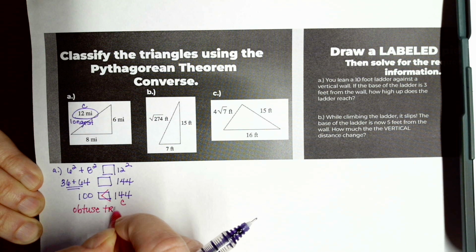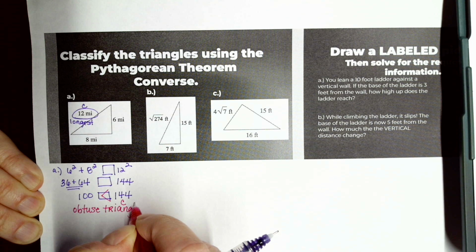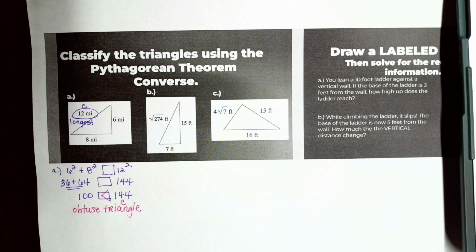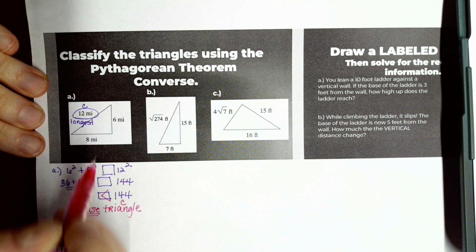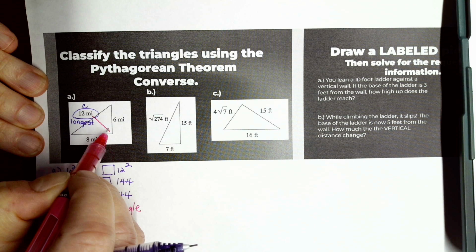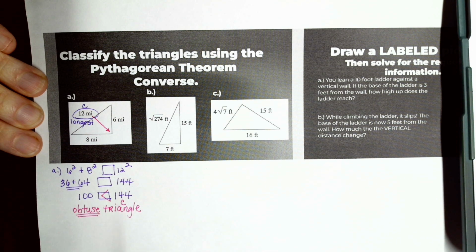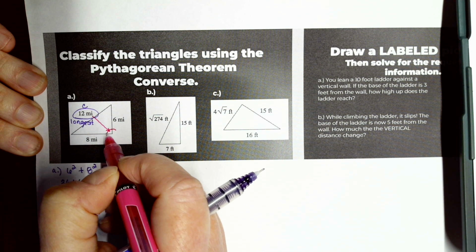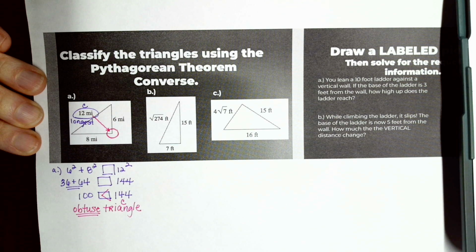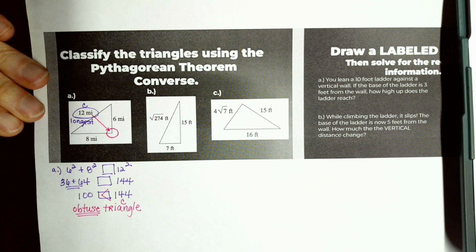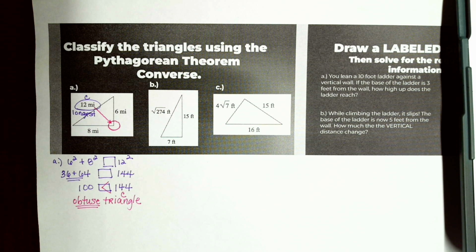Even though we don't know any of the angle measurements, okay, because of the relationship within the Pythagorean theorem, I know that it's going to be obtuse. And in fact, I know that the biggest angle is going to be across from the biggest side. So I happen to know that this angle right here is going to be the largest one. And I don't know what it is, but I do know that that's where that would be.